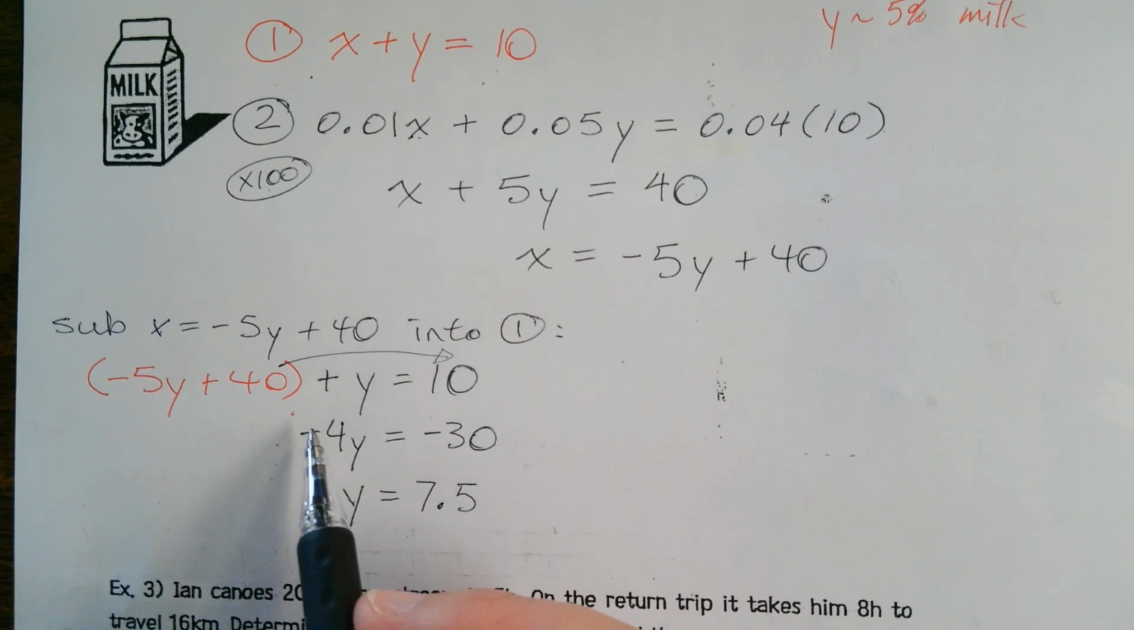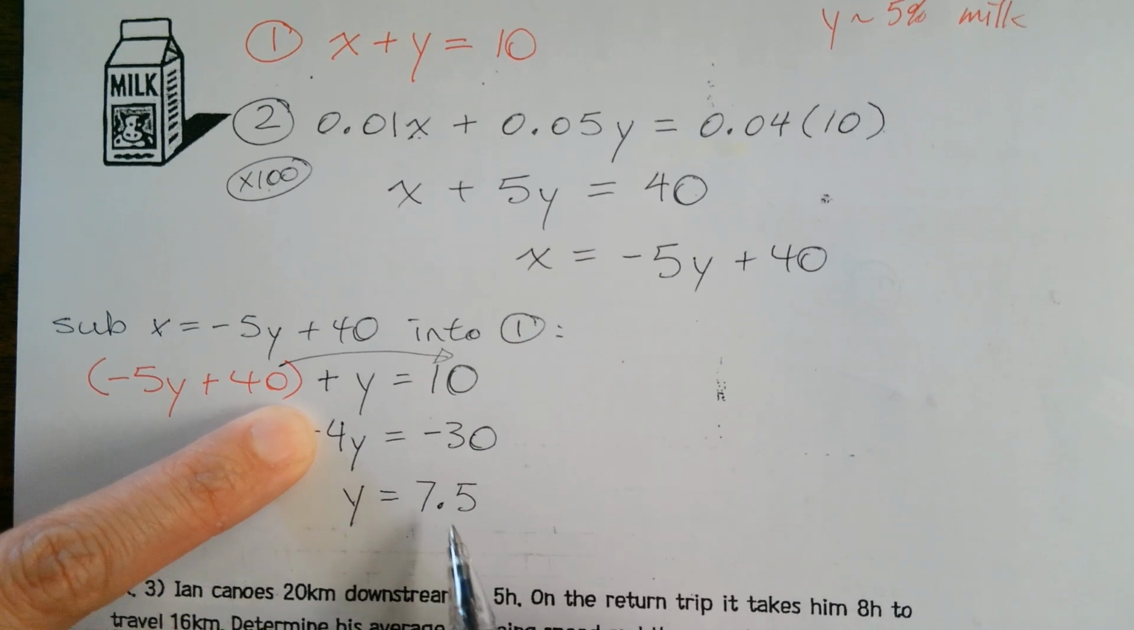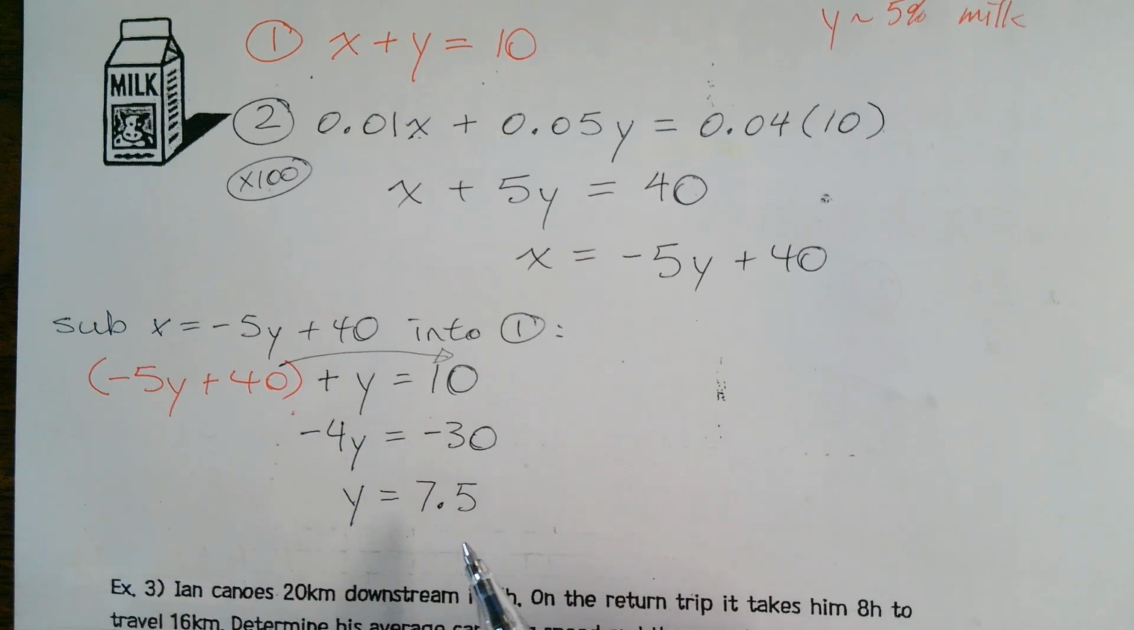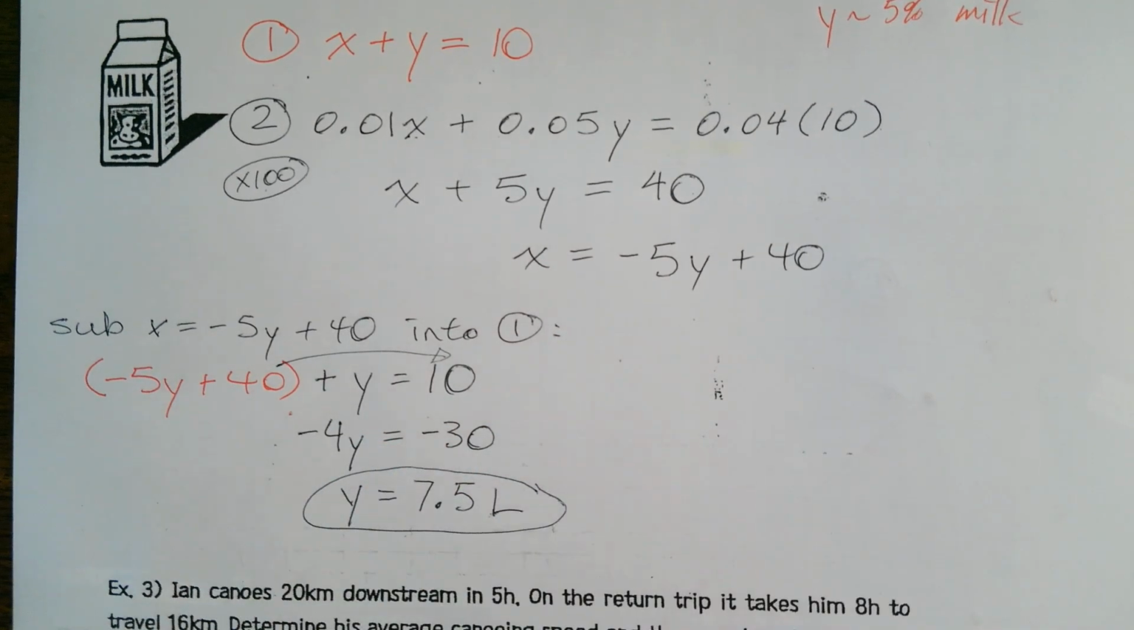Yeah, but let's say I just missed the sign. I missed it and I just divide negative 30 by 4. I got negative 7.5. How do I know that doesn't make sense? Well, you can't really have negative milk cartons. Right, I can't have a negative amount of milk. So what is my unit right here? What's my unit for y? Yeah, liters. So y is 7.5 liters.